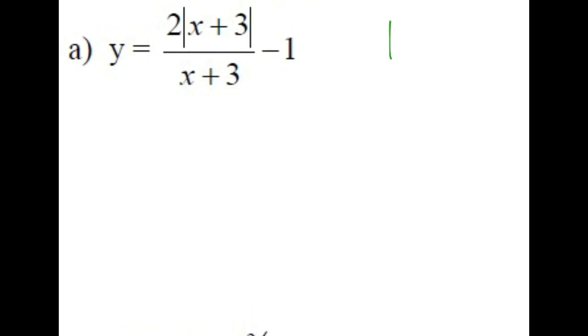So this is our mother function, absolute value of x over x. And if you remember, that's the graph that looks like that. 2 lines with a hole in the middle. Normally, that hole is on the x value of 0 and the y value of 1 and negative 1. Whoa, why did I write a 2? That's weird. Negative 1. But let's take a look at what these transformations are.